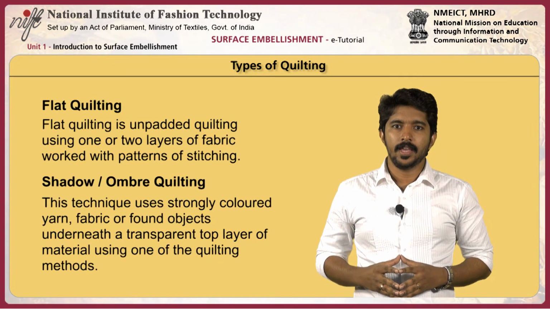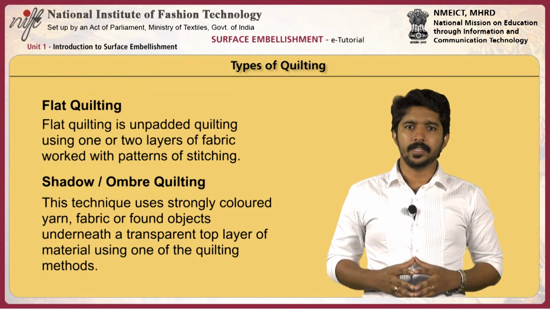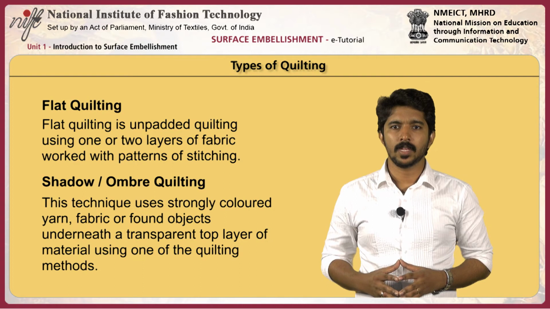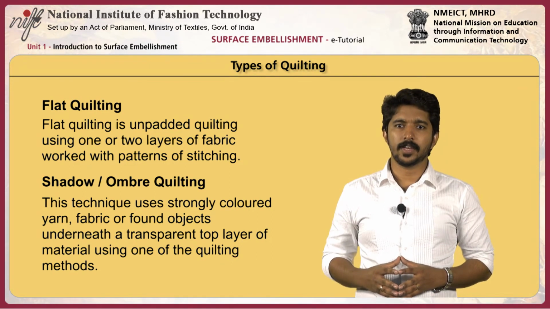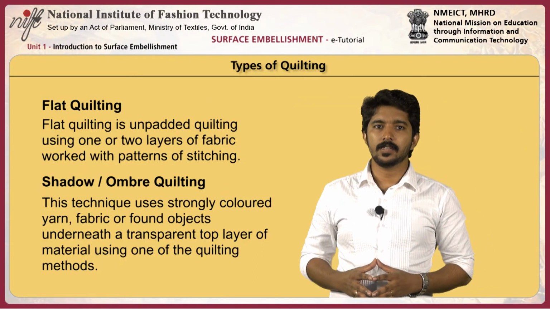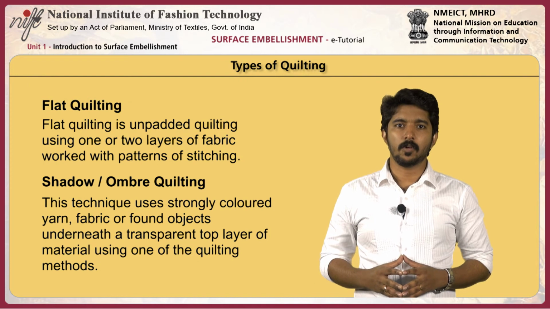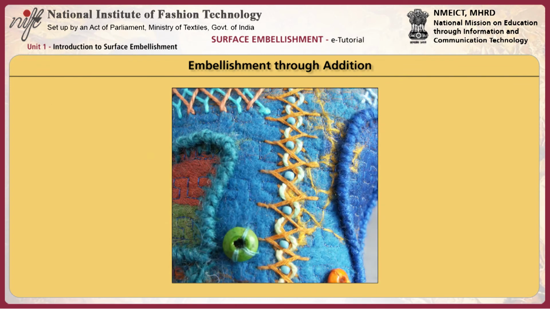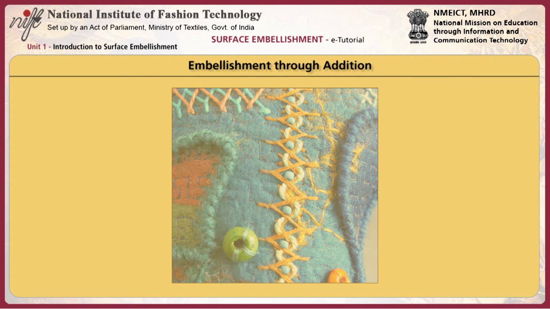Flat quilting. In this method, it is unpadded quilting using one or two layers of fabric worked with a pattern of stitching. The shadow or ombre technique uses strongly colored yarn, fabric or found objects underneath a transparent top layer of material using one of the quilting methods. Embellishment through addition refers to all embroidery techniques that involve the addition of fabric, embroidered motifs or formed objects to a ground. This technique is often combined with quilting.